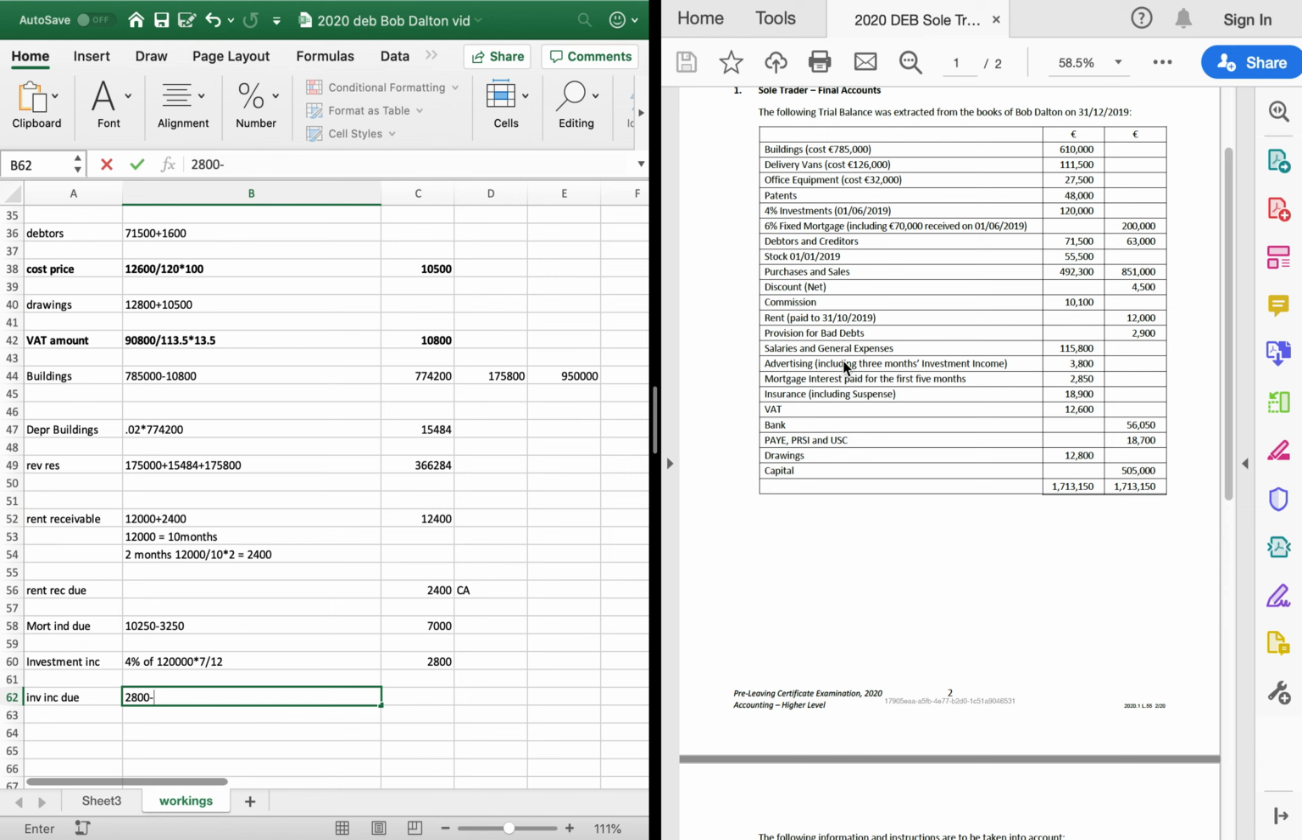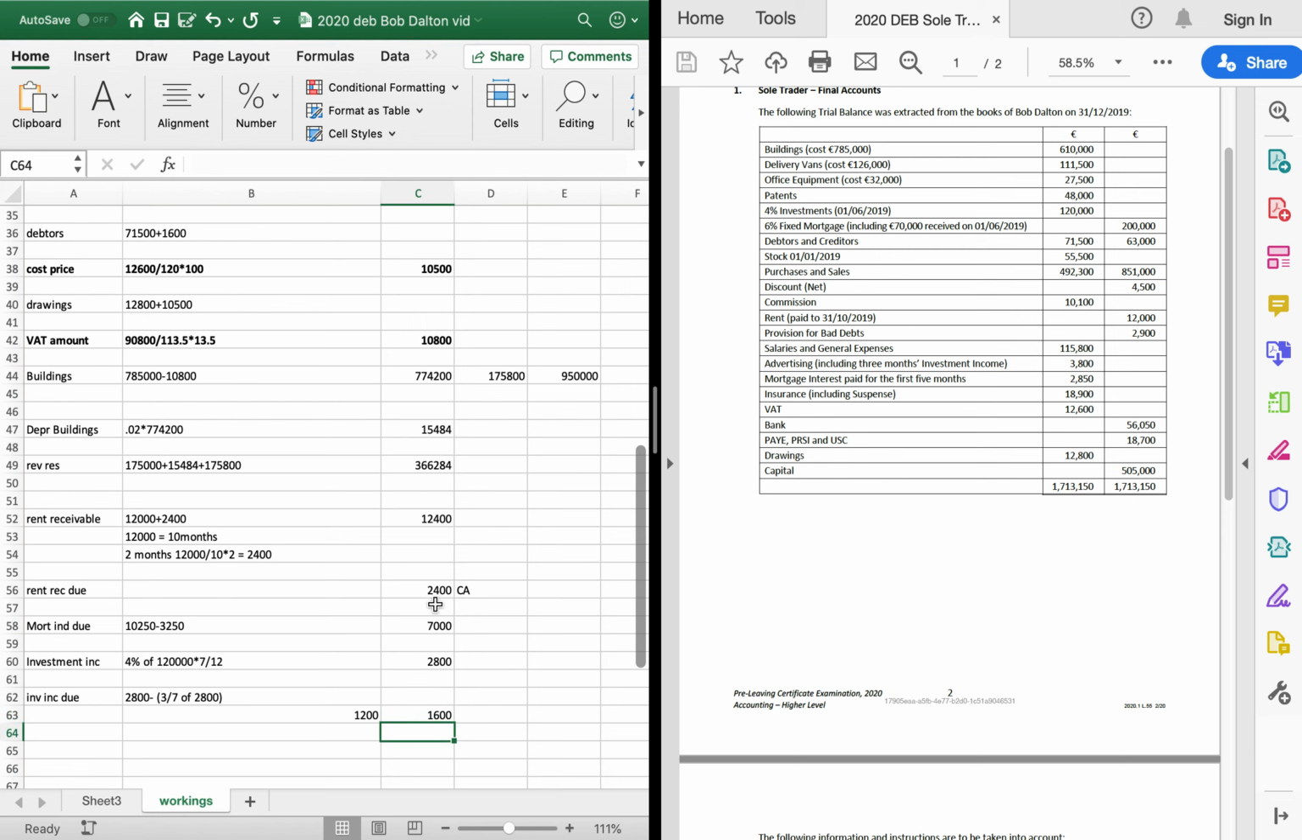Oh, it does, strangely enough. Right, I'm sure this caught loads of you. It says advertising incorporating 3 months investment income. So 3/7 you've received. 3/7 of 2,800, which is 1,200. So investment income due is 2,800 minus 1,200, which is 1,600.